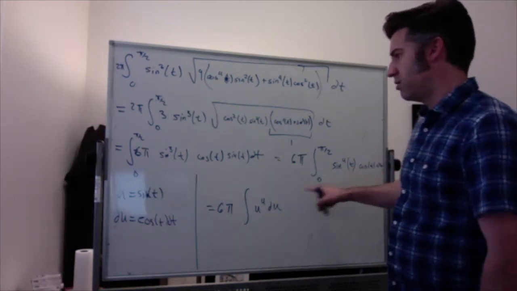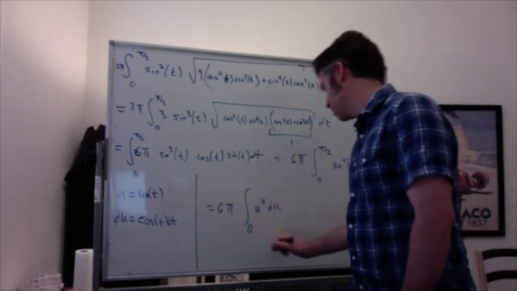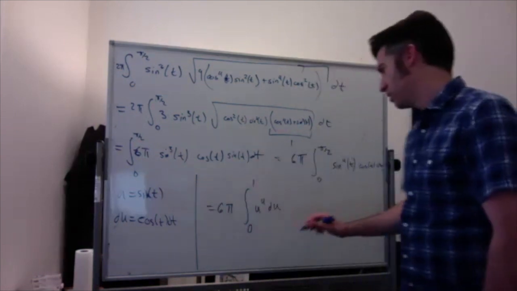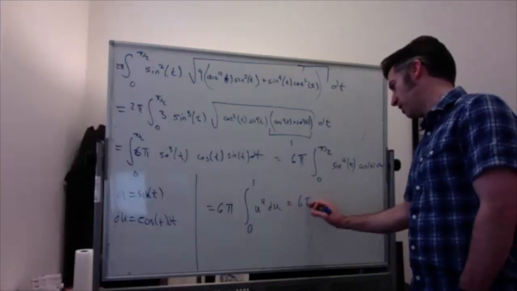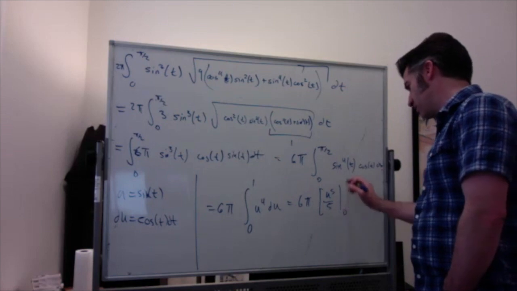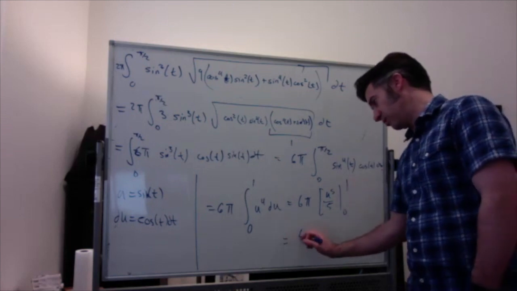If t is 0, sine of 0 is 0. If t is pi over 2, sine of pi over 2 is 1. So we end up with 6 pi times u to the 5th over 5 from 0 to 1, which is going to be 6 pi times 1/5.